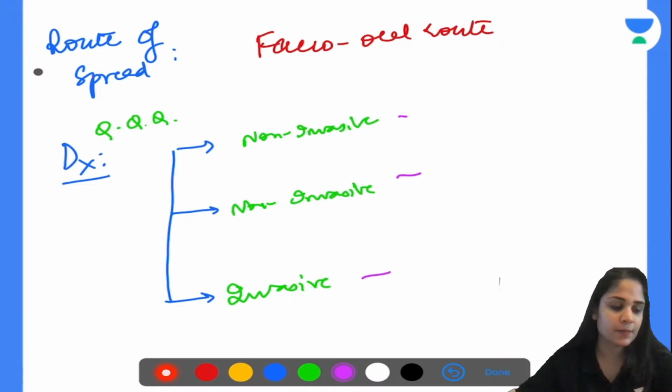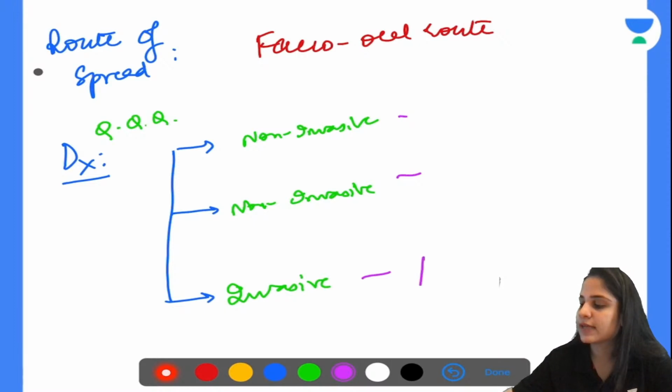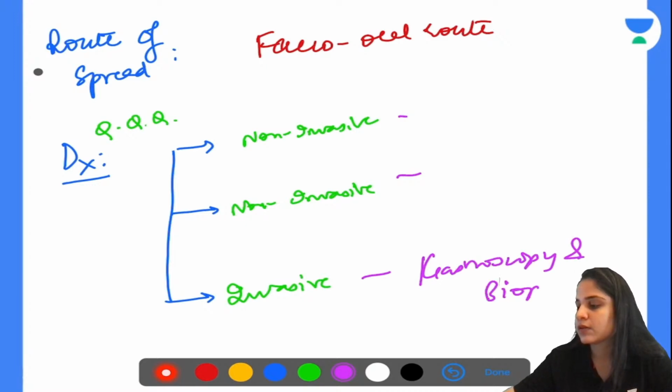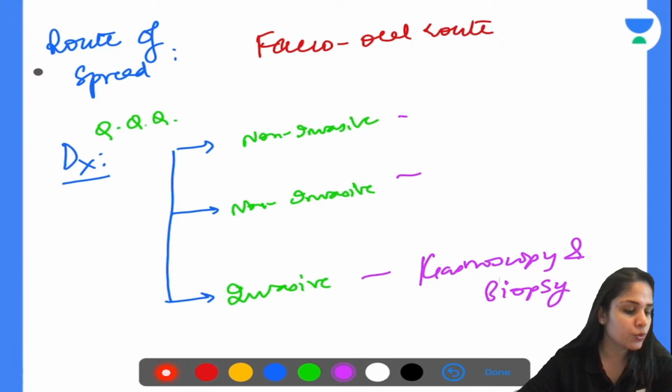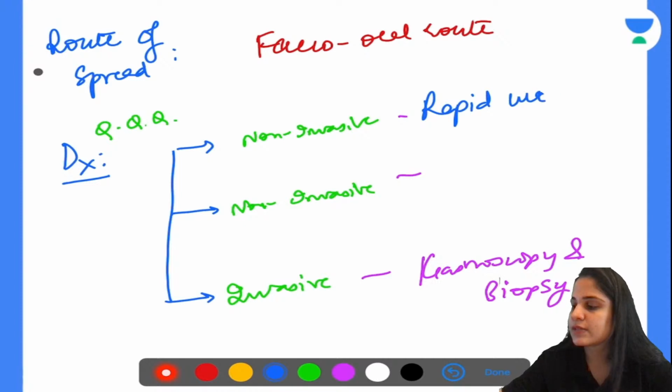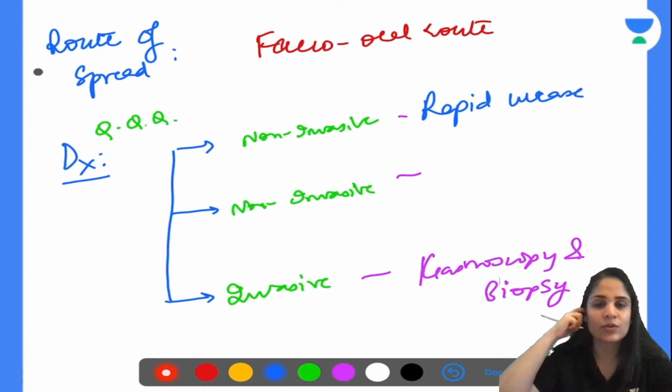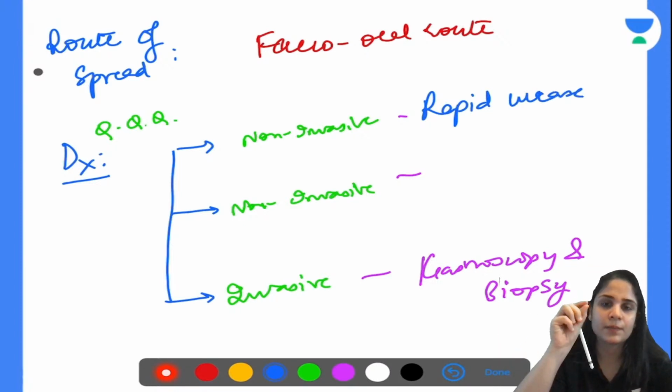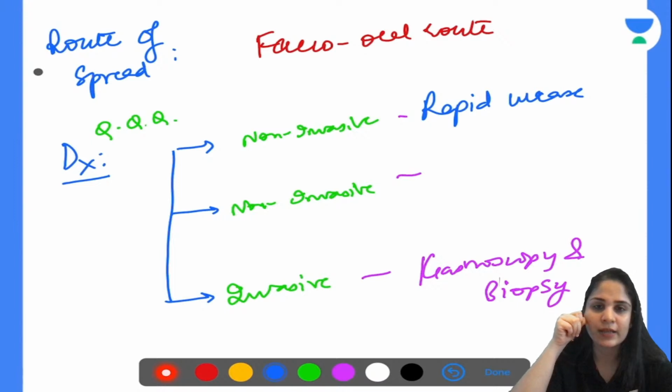Yes, very good. The invasive test is that you will do a gastroscopy or an upper GI scopy and biopsy. Non-invasive: the urease breath test, very good. That is also called the rapid urease test. That is a non-invasive test. Anything else? Can you send labeled particles of any one particular element and help to identify H. pylori?